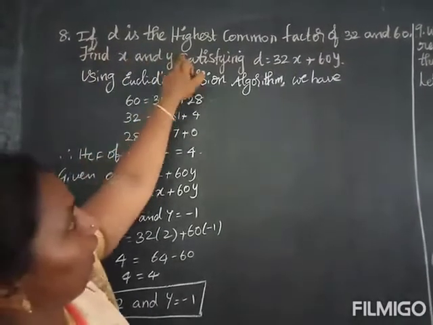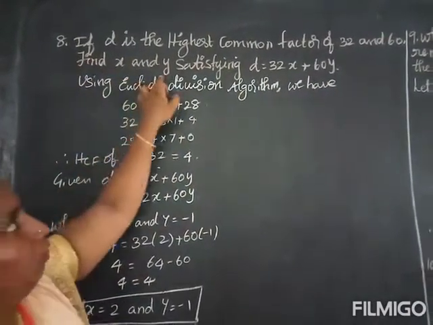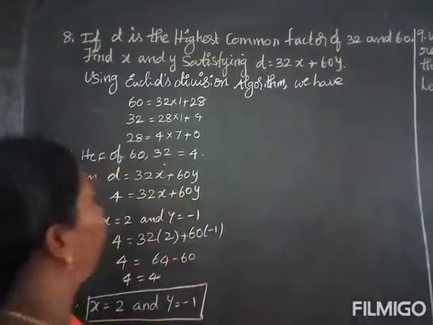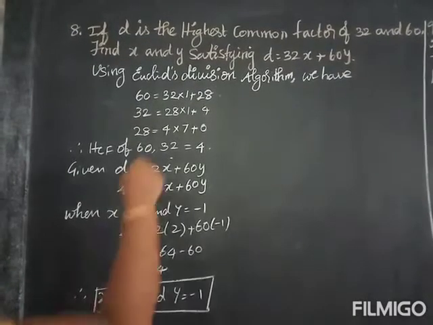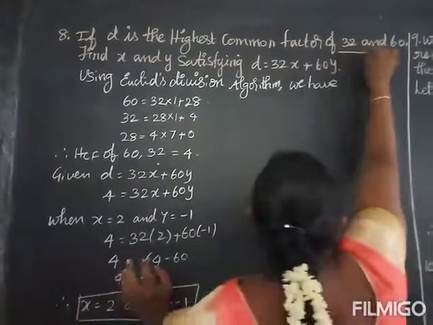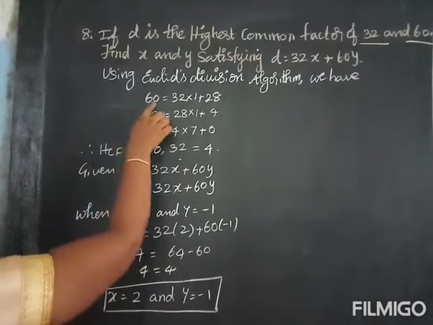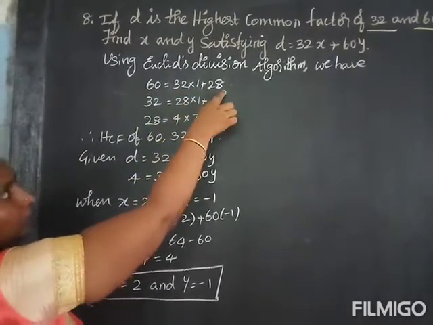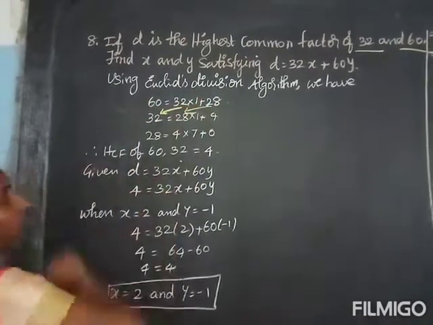If D is the highest common factor of 32 and 60, find x and y satisfying D equals 32x plus 60y. So using the division algorithm, we are going to find the HCF of 32 and 60. First you have to take the greater number as dividend. 60 can be written as 32 into 1, the remainder will be 28. Again you have to take 32 as dividend, 28 as divisor.